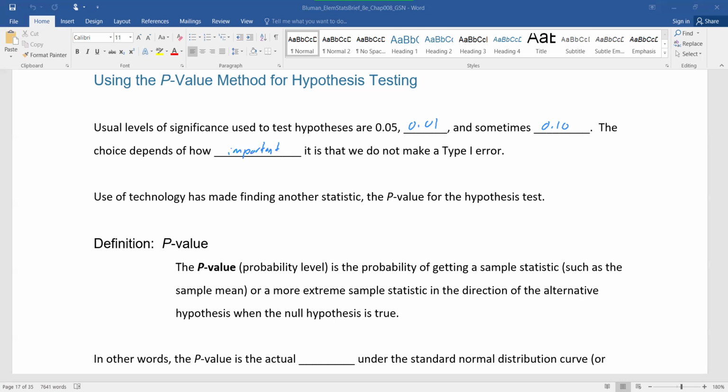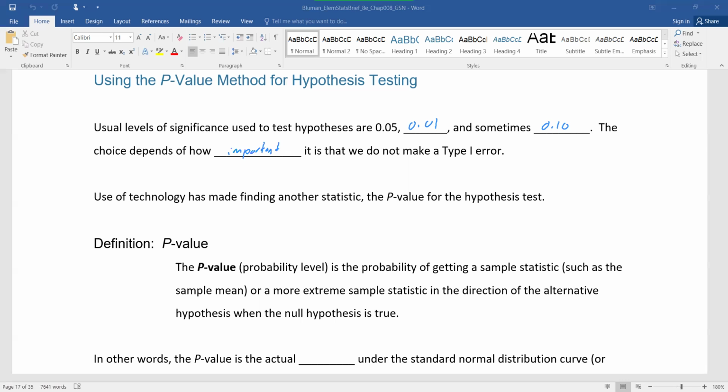What's a type 1 error? Correct. And what's a type 2? Very good. What are we saying is false or true? Good. Good guess.